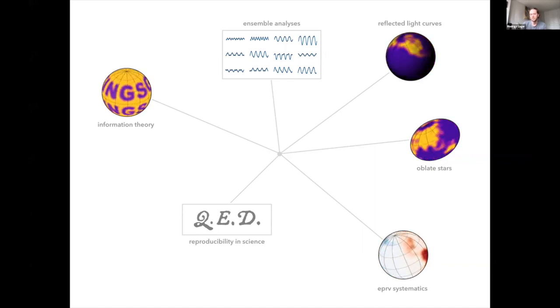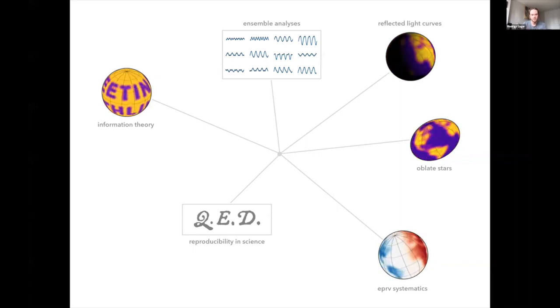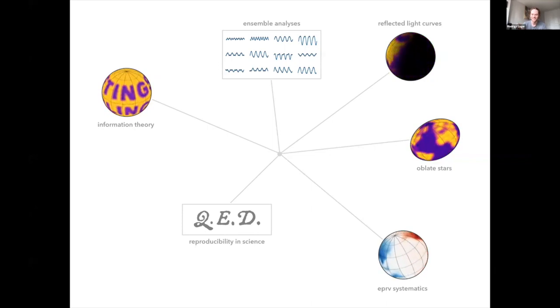I'm also thinking about extreme precision radial velocity systematics, particularly in how star spots and other features on the surface of the star can introduce noise in the radial velocity measurements when you're searching for planets, and how to combat that. By the way, that's the Earth in Doppler shift. I mean, again, not really realistic, just a fun example.